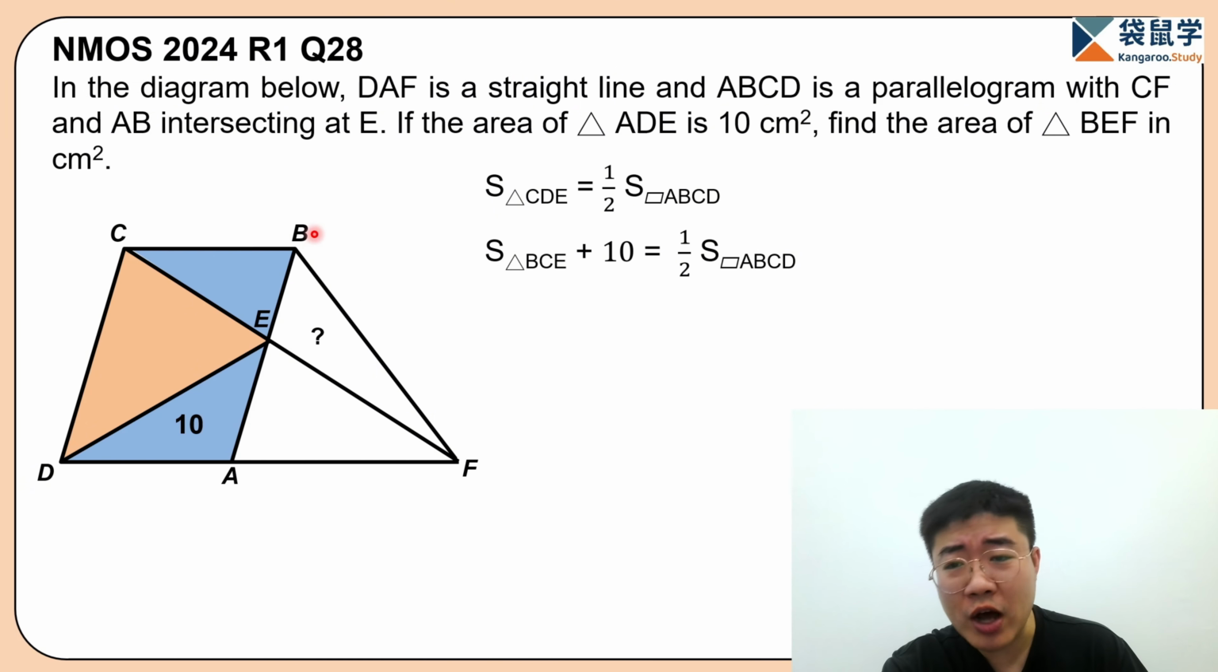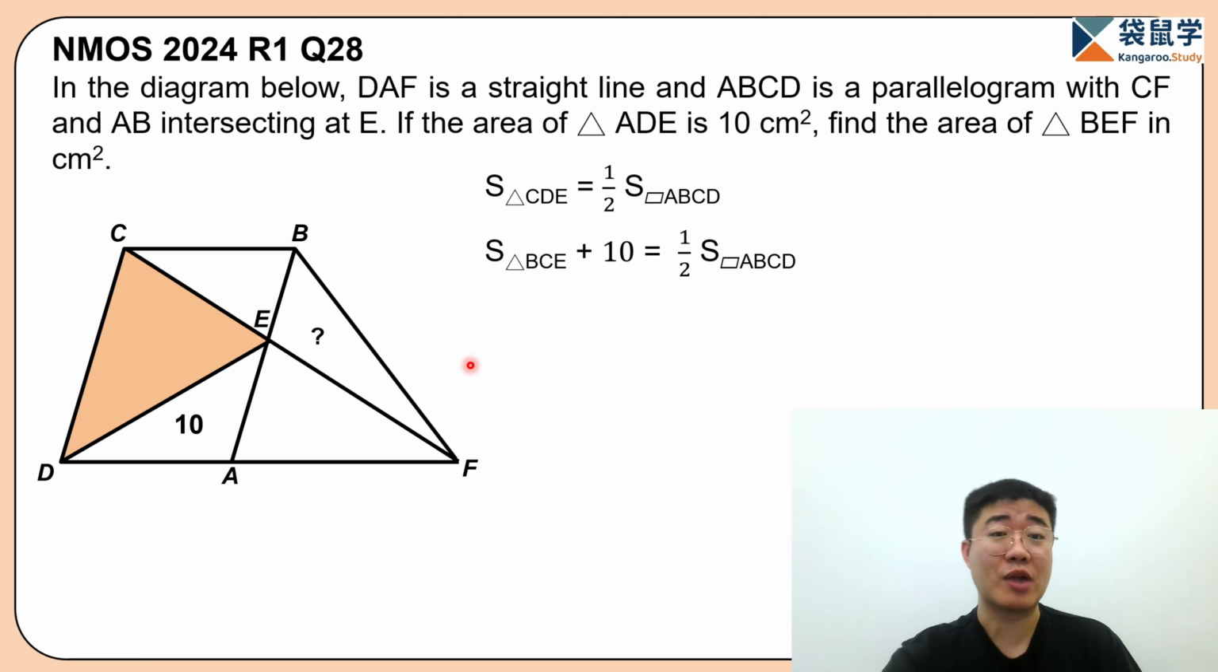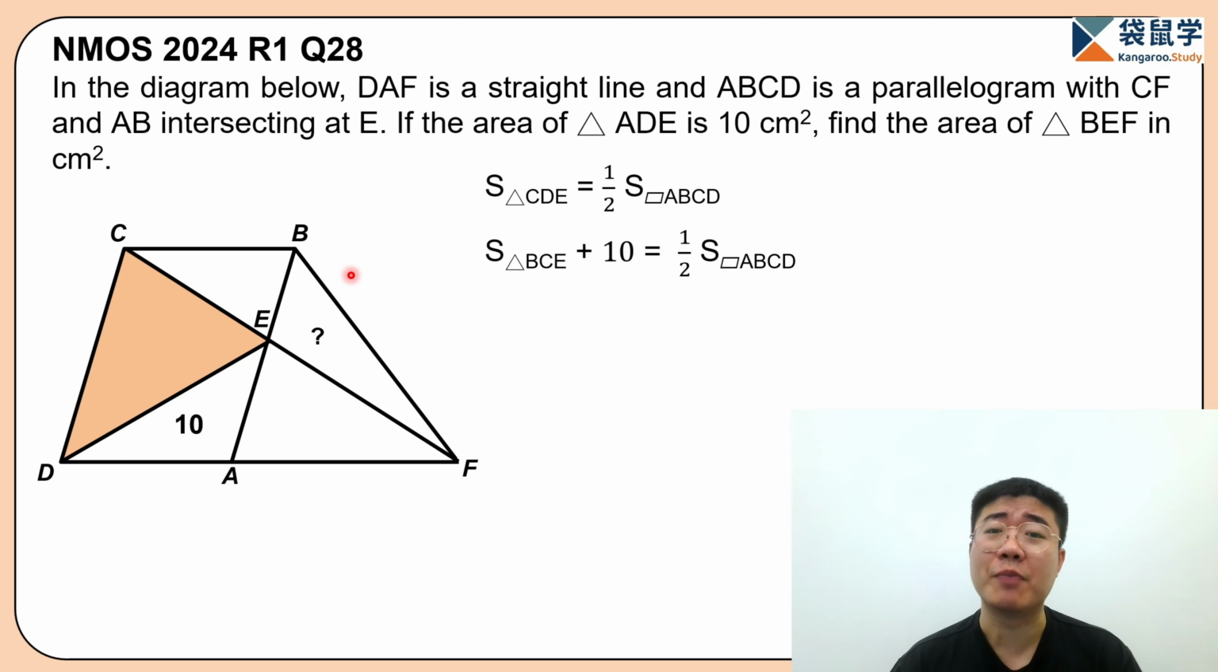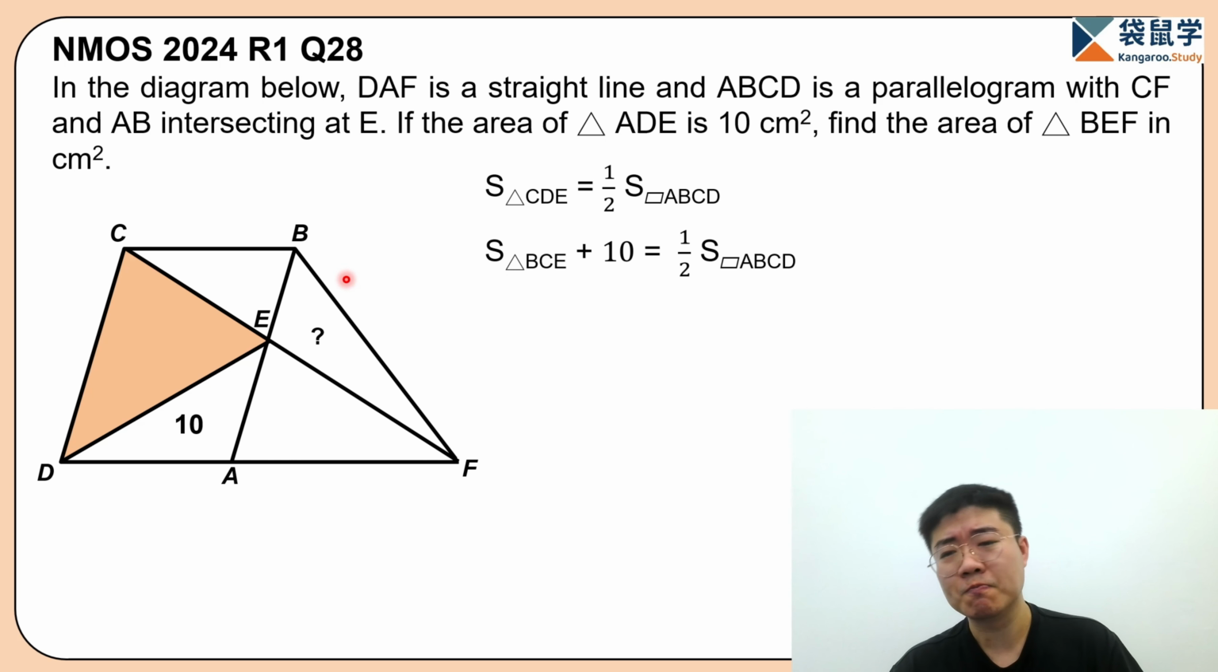Now, of course, if we want to establish the relationship with the triangle BEF, we have to link this to the parallelogram as well. So let's check. For the triangle BEF, can we link this to the parallelogram directly? We're going to realize that this is not possible. Of course, then we have to choose a triangle that contains the BEF here. We can see that the triangle ABF contains the triangle BEF, but if we compare triangle ABF to the parallelogram, we're going to realize it's very hard to find the relationship between them.